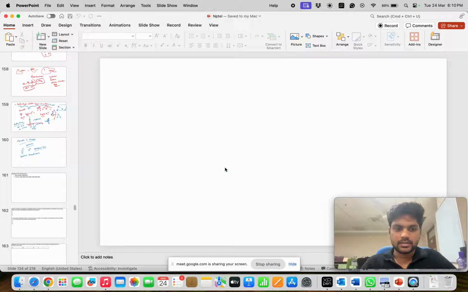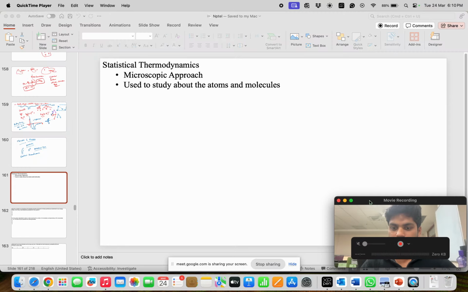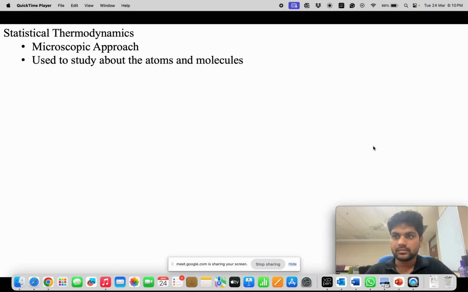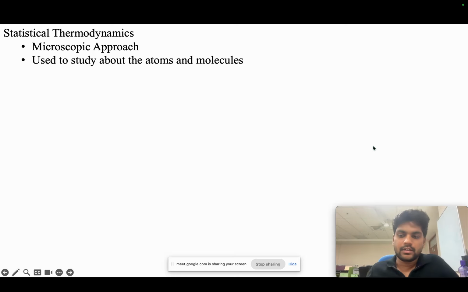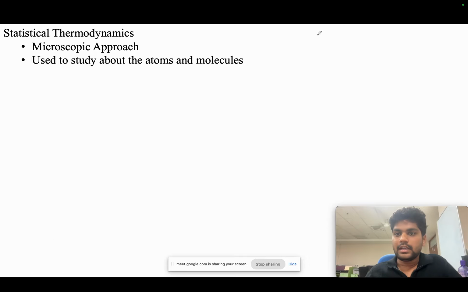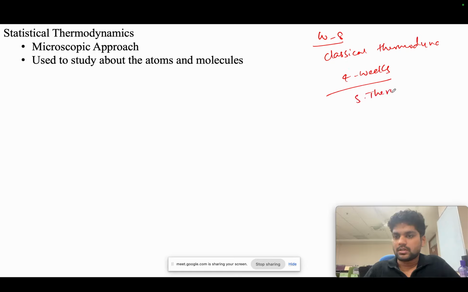So, in today's class, basically, till the last class, till week 8, we have gone through the classical thermodynamics. For the last 4 weeks, we will go through the statistical thermodynamics. If you remember, this is one of the first slides which I showed you in the initial days to differentiate the classical thermodynamics.